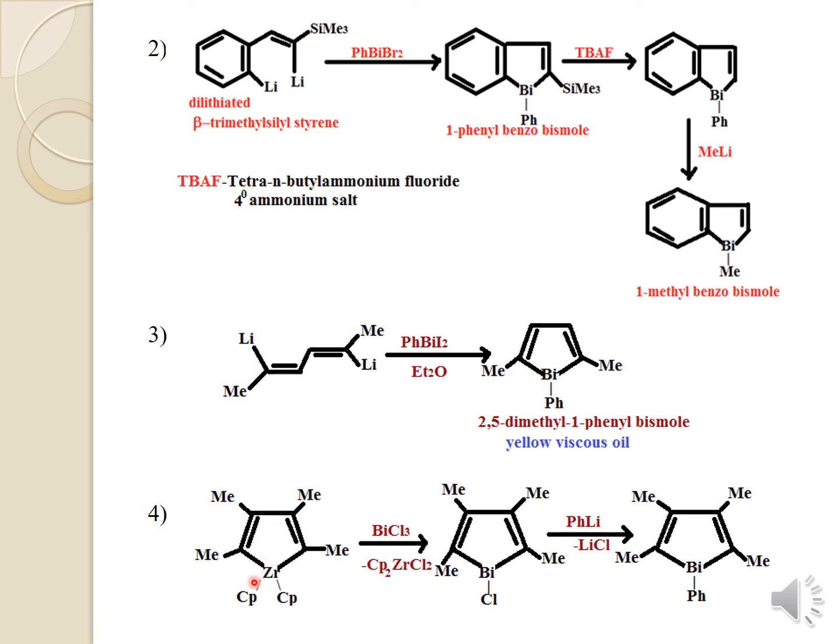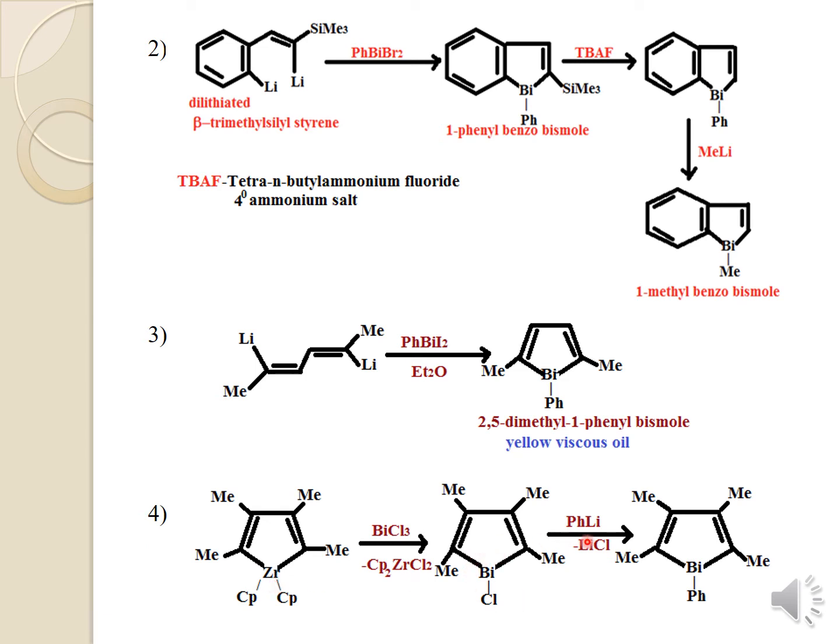Okay, this is the cyclopentadienyl compounds of the zirconium. When you are taking this compound and treating it with bismuth trichloride, then what happens is the dicyclopentadienyl zirconyl chloride gets cleaved out. Upon treatment with the bismuth trichloride, this is cleaved out, and you result in bismuth chloride over here in this first position.